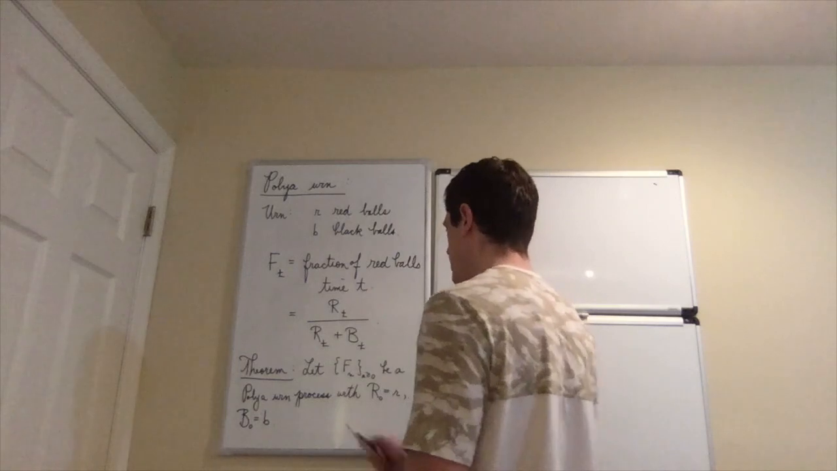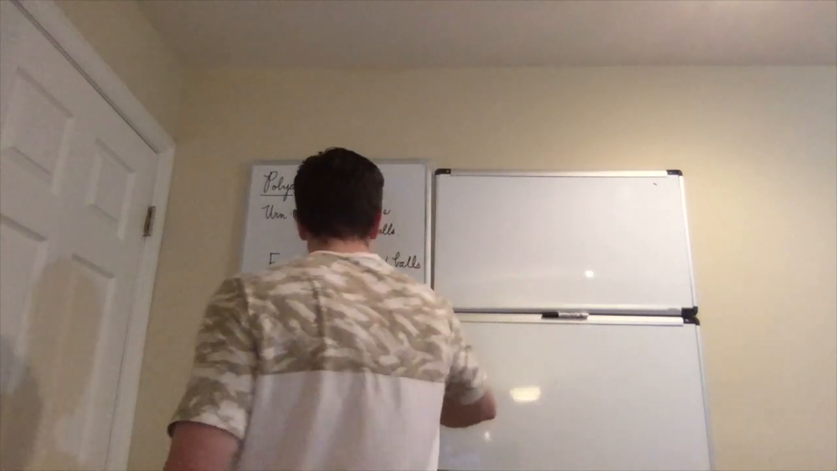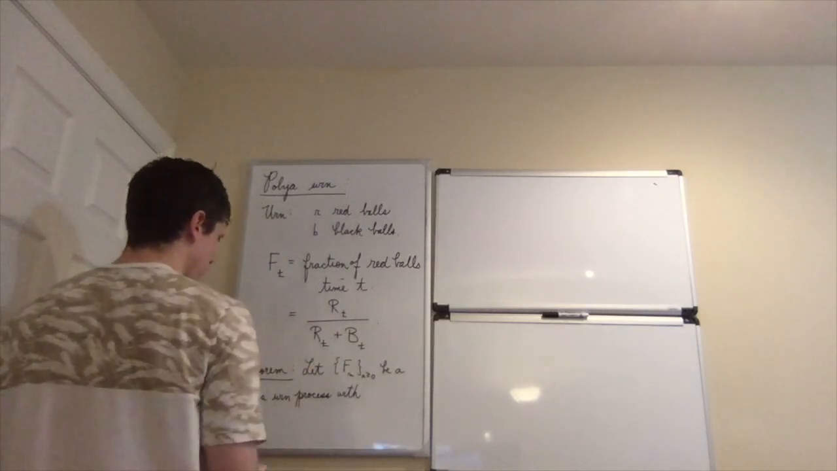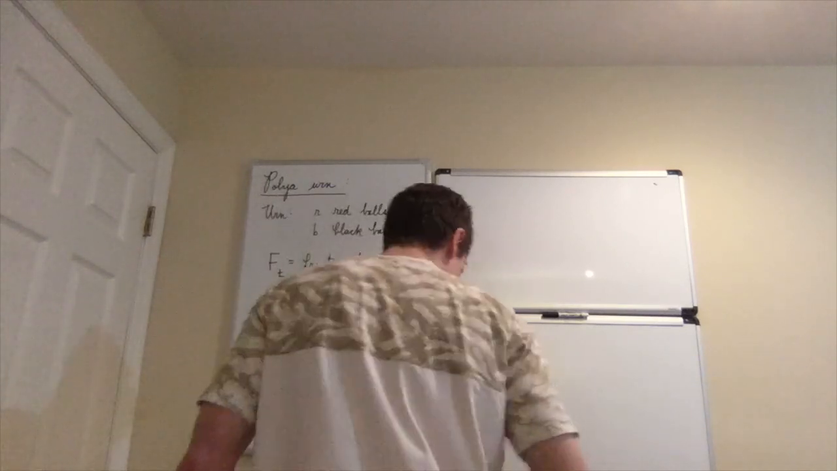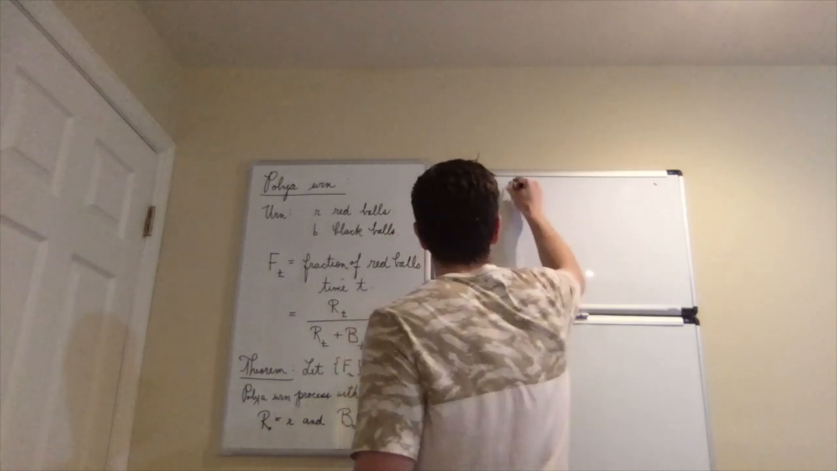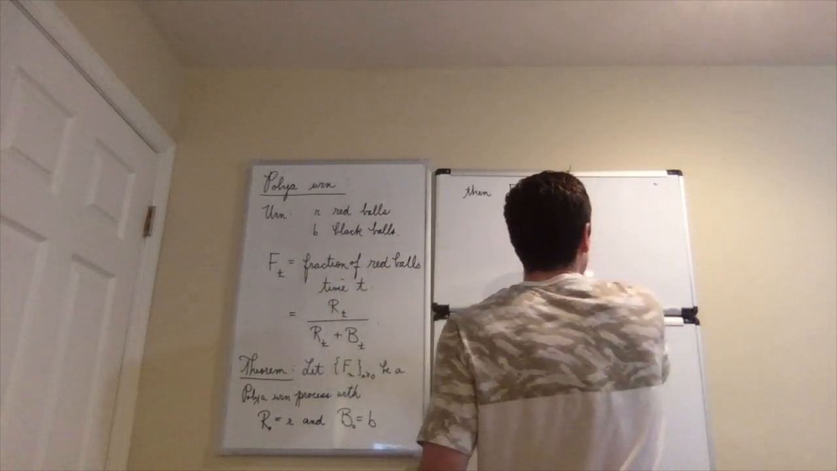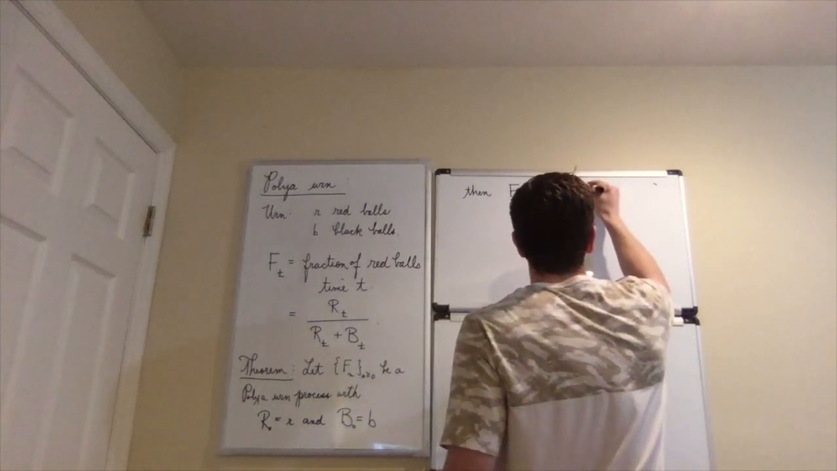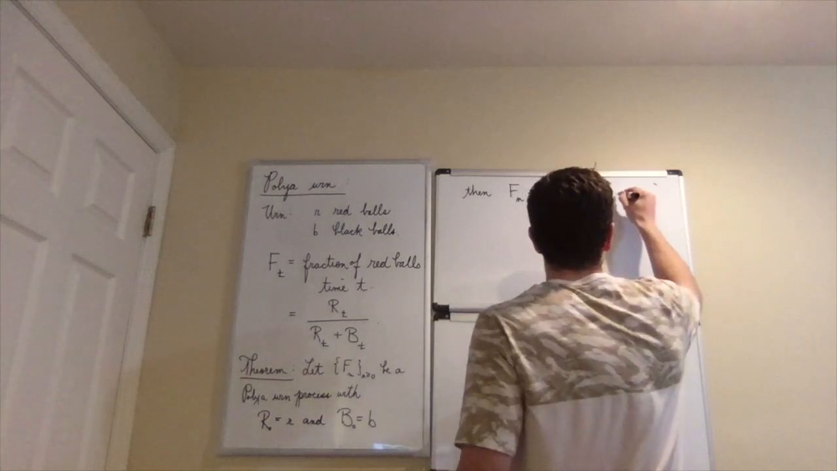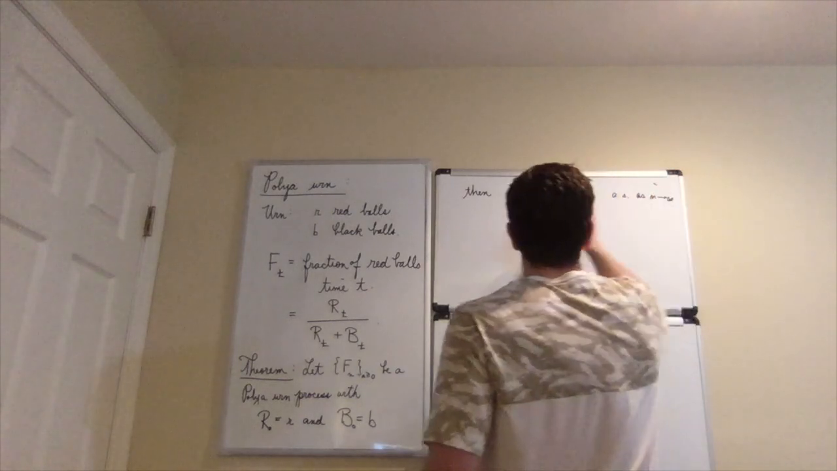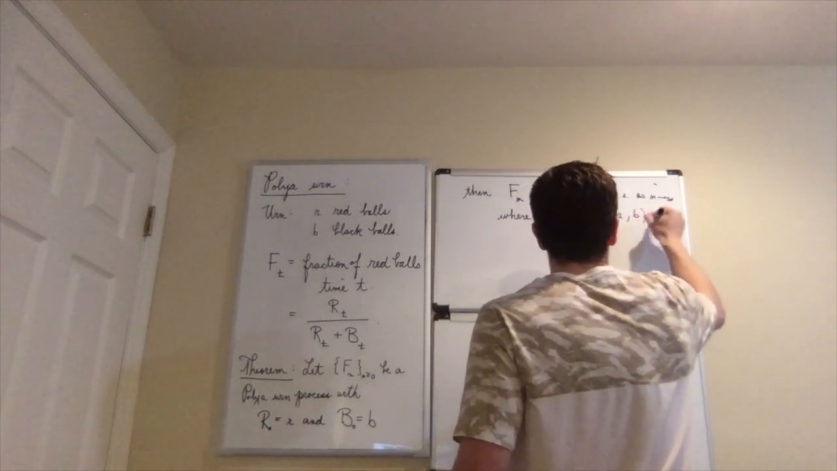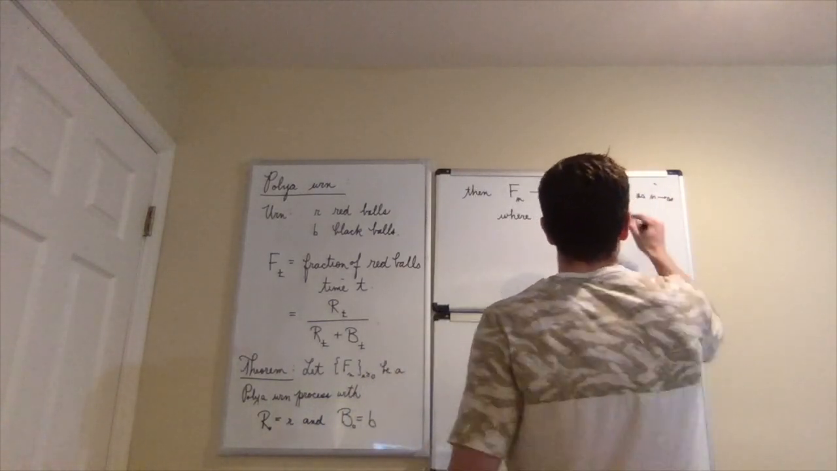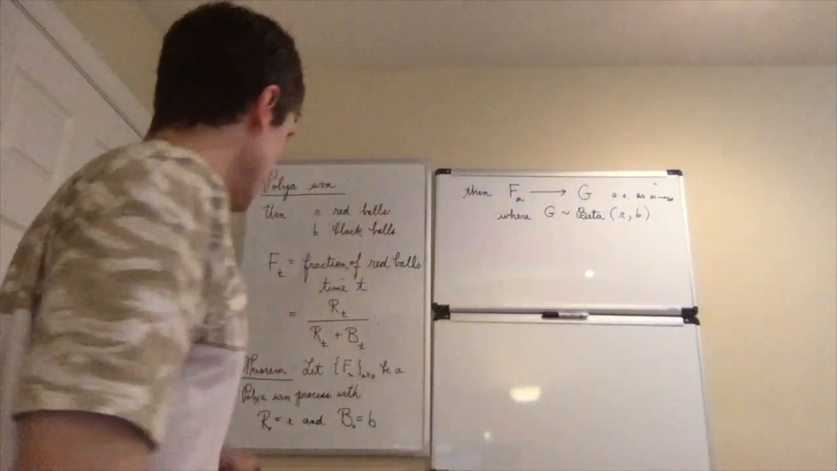So in a Polya Urn with r red balls and little b black balls to start, the fraction of red particles in the urn at time n converges almost surely to a random variable, let's say G, as n goes to infinity, where G is a beta random variable with parameters r and b. So the parameters r and b are the initial condition of the urn.